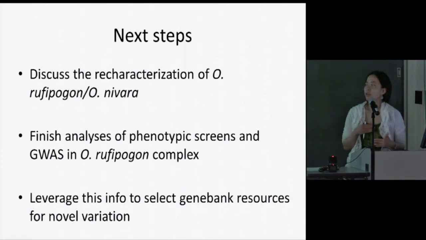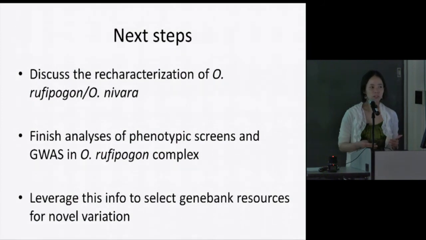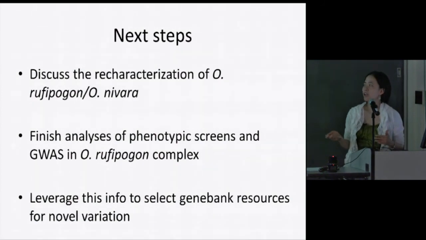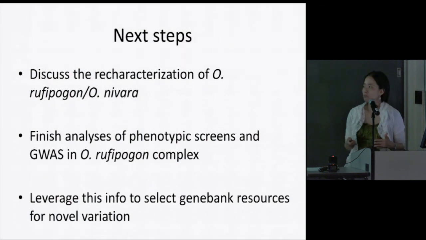Really next, we can start to further analyze the other phenotypic screens we've done and see what other useful genetic variation comes out in these wilds for this range of different traits. And then again, look at how phenotypic variation and our subpopulation structure may correlate and how we can leverage this information to inform breeding purposes, to select gene bank resources that haven't been well characterized for use in evaluation and breeding programs in the future.